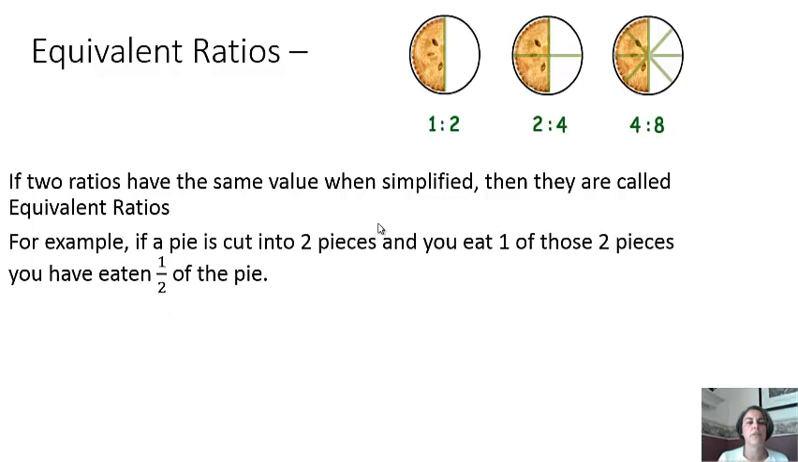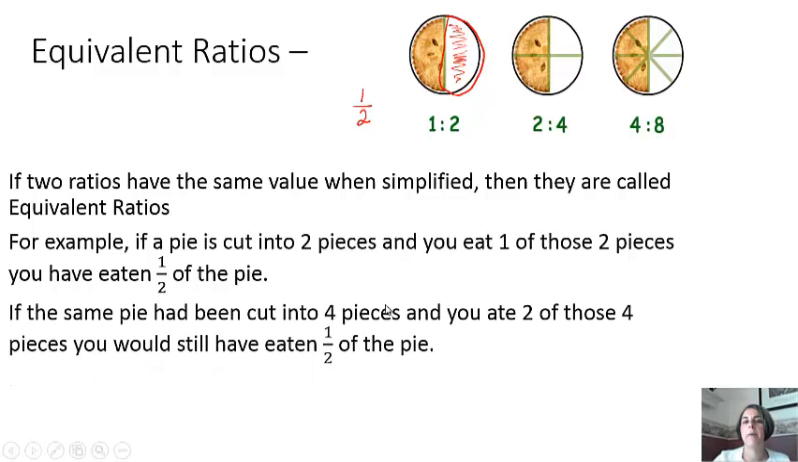For example, if you take a pie and you cut it into 2 pieces, and you say to yourself, you know what, I'm not all that hungry. I think I'll just eat 1 out of these 2 pieces. So here's the piece you ate. You ate 1 out of those 2 pieces. Well, I'm going to tell you, if you only cut it into 2 pieces and eat 1 of them, you have eaten half the pie.